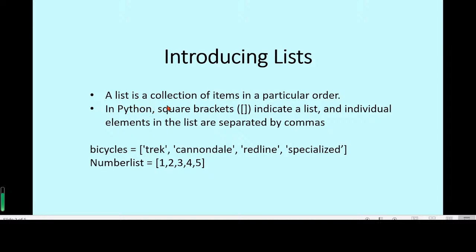A list is a collection of items in a particular order. In Python, square brackets indicate a list, and individual elements in the list are separated by commas. So we can create a list called bicycles with 4 different types as the elements of this list. So we create another list called number list with 5 numbers in the brackets. So this is a string type list, and this is a numeric list.